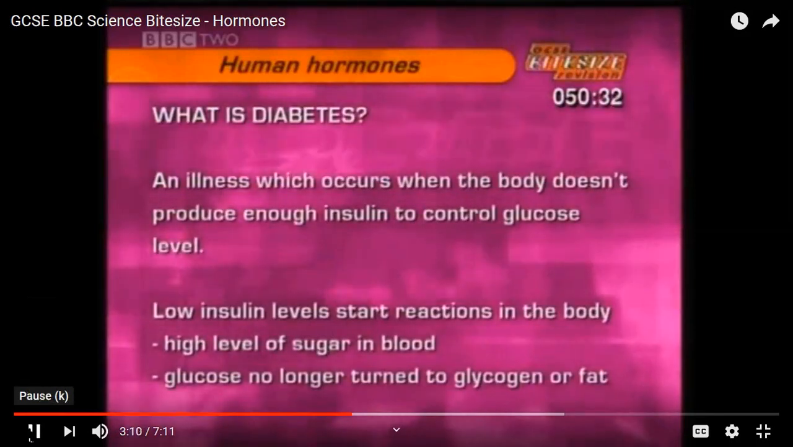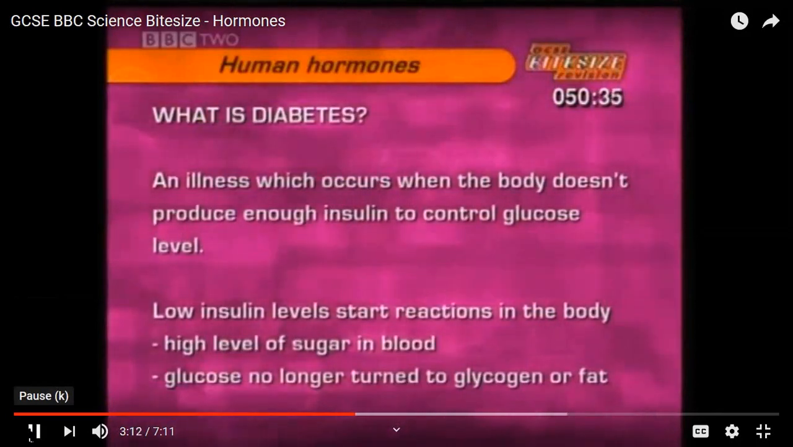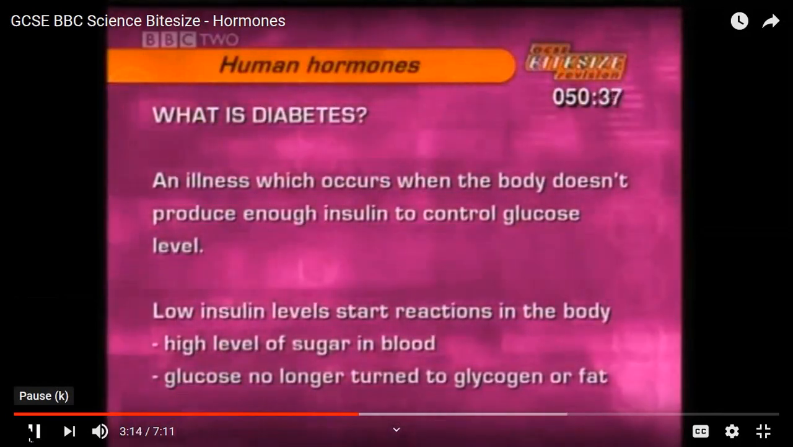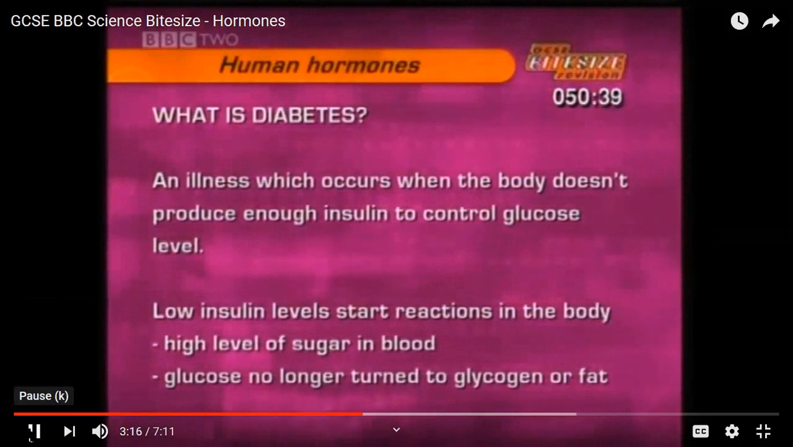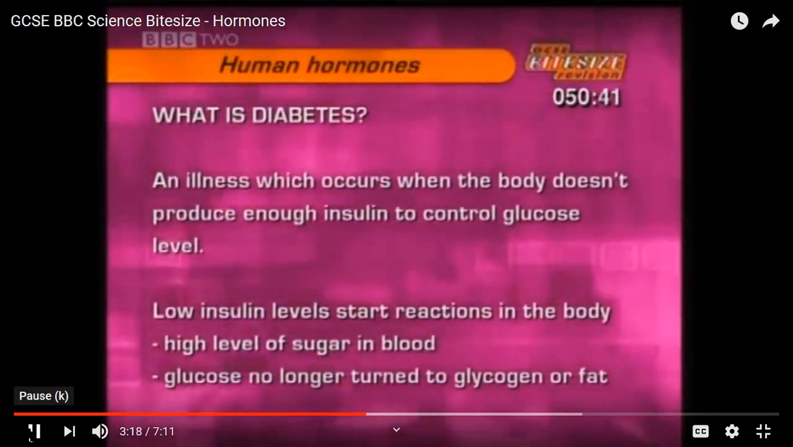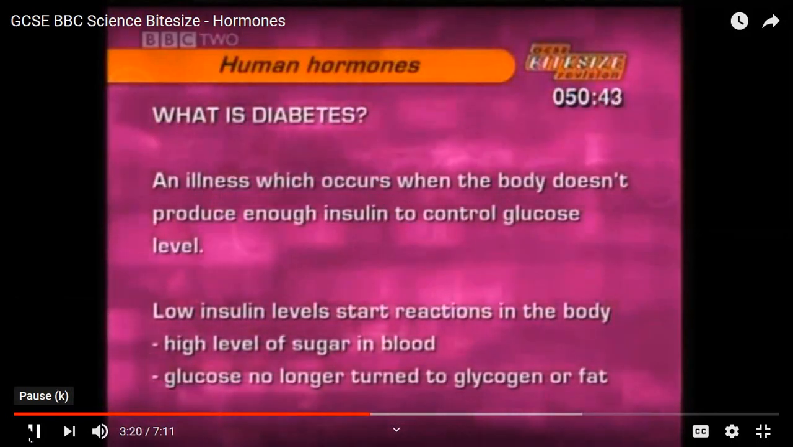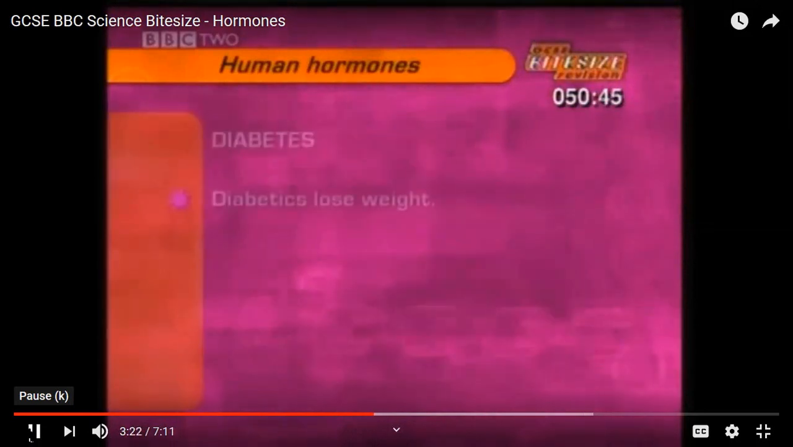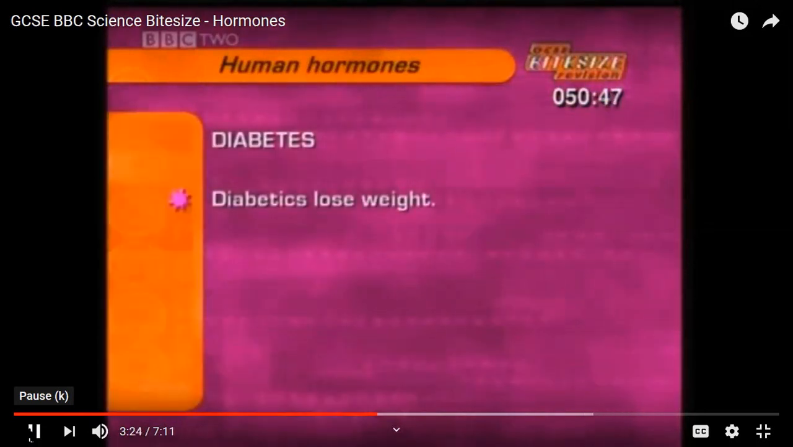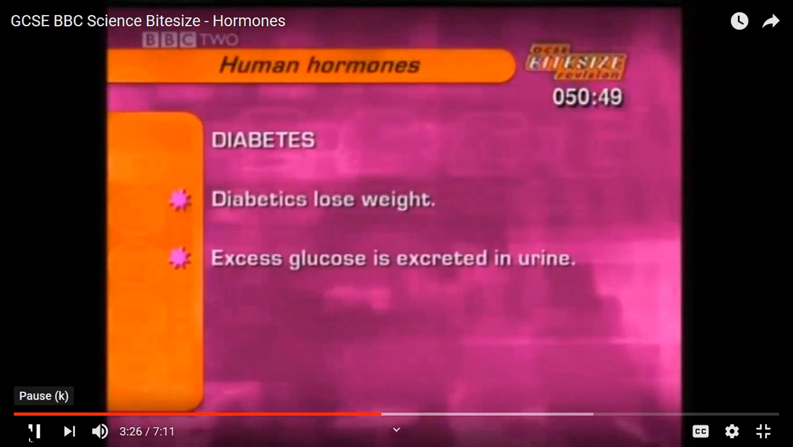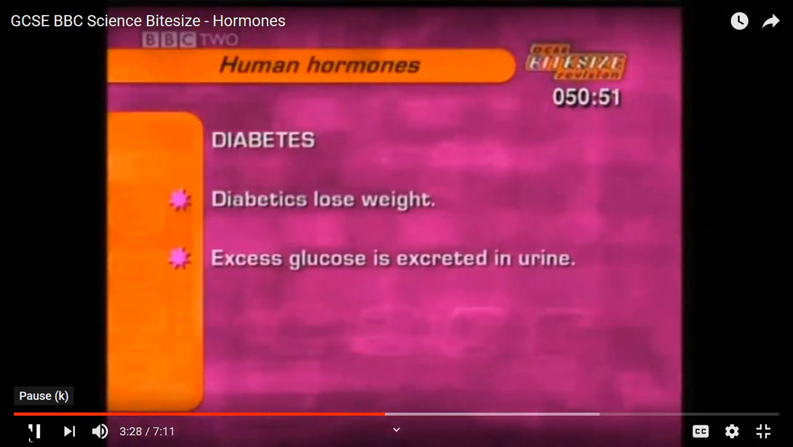Low insulin production starts a series of reactions. Symptoms of diabetes include a high level of sugar in the blood. Glucose is no longer turned to glycogen or fat to give the body energy. Diabetics lose weight and excess glucose is excreted in the urine.